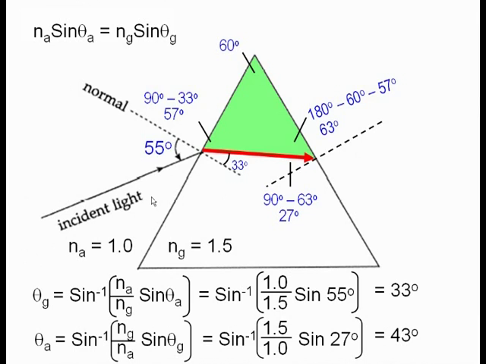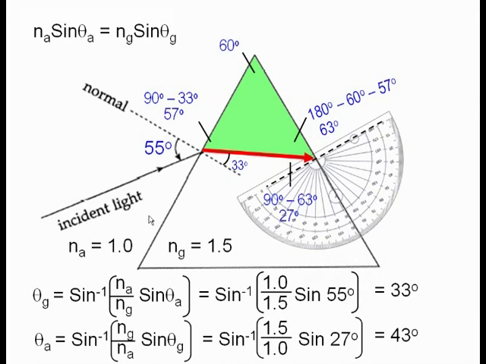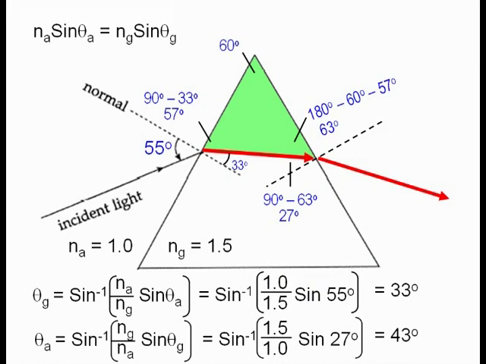So let's put the protractor up. Remember, it has to line up with the normal line, and then we're measuring 43 degrees from the normal coming around to here. All right, so this was our final angle from the normal to the outside light ray: 43 degrees.